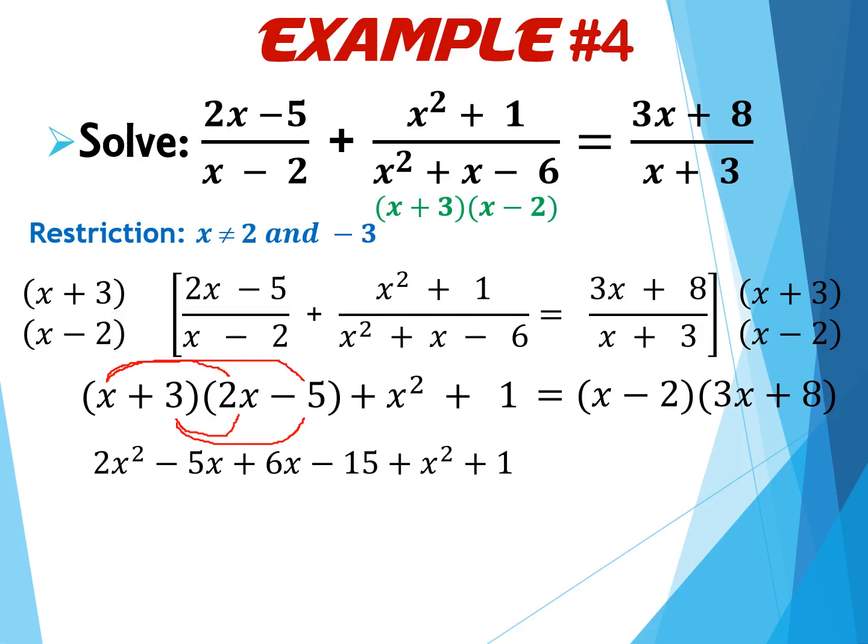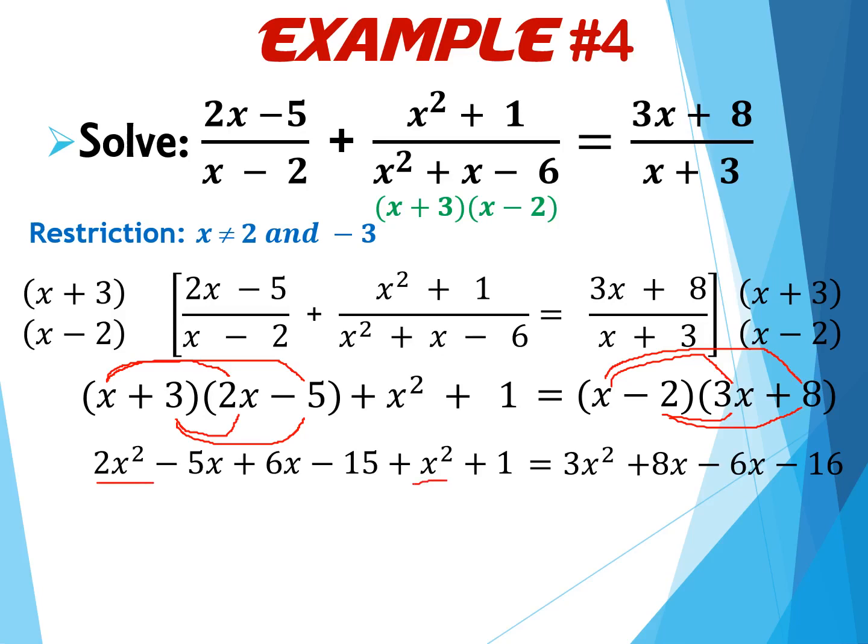Okay, I hope you follow the steps. And then here, we do the same. So you have 3x squared, and this will be positive 8x. This will be negative 6x, and then you will have negative 16. And then we can add this one, 2x squared, and then positive x squared.